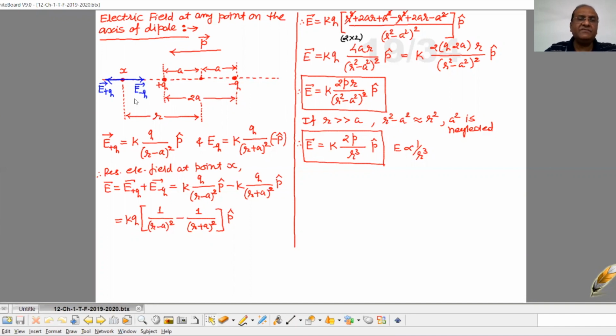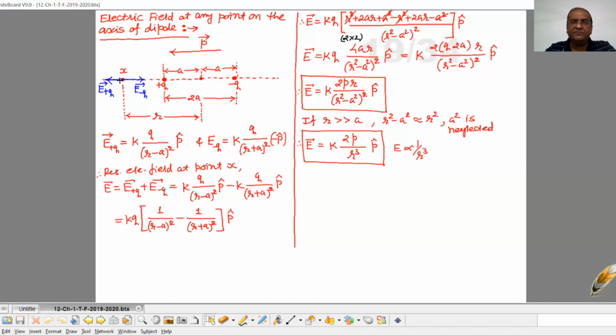Now suppose at point X on the axis of the dipole, we want to find the electric field. Now this particular point where we want to find the electric field is at a distance r from the dipole. Always remember this thing, the distance of any point with respect to a dipole will be considered from the center of the dipole. So from the center of the dipole, the point under consideration is at a distance r.